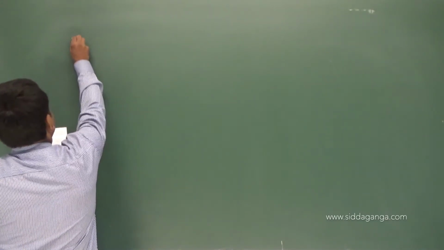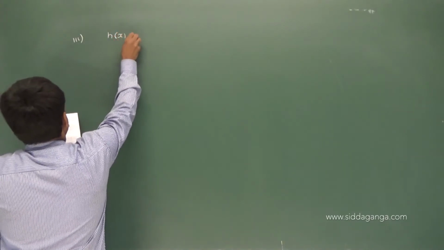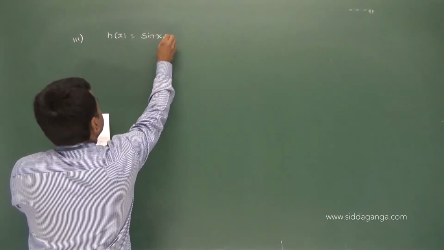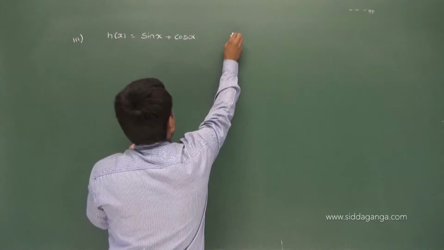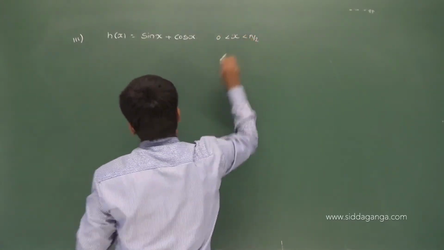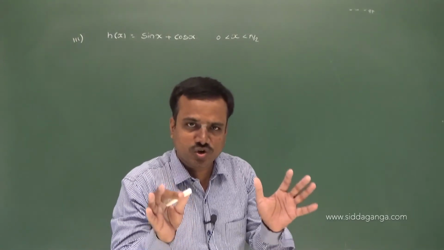Third problem, h of x is sin x plus cos x. He has restricted the domain greater than 0, less than pi by 2. Means we have to find out the critical points in between 0 to pi by 2.